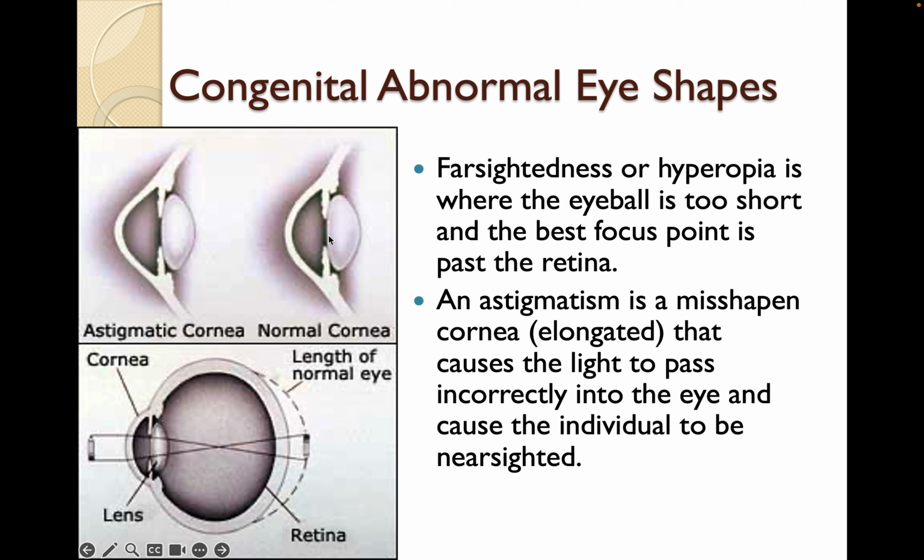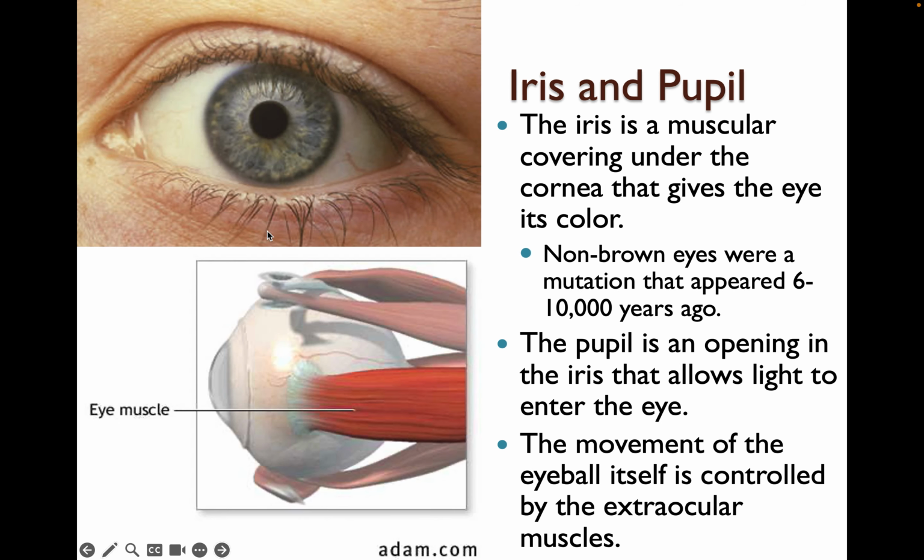This is a normal cornea, and this is an astigmatic cornea. As you can see, the cornea is elongated, and that's all it is. And it causes nearsightedness. The iris is a muscular covering under the cornea that gives the eye its color.